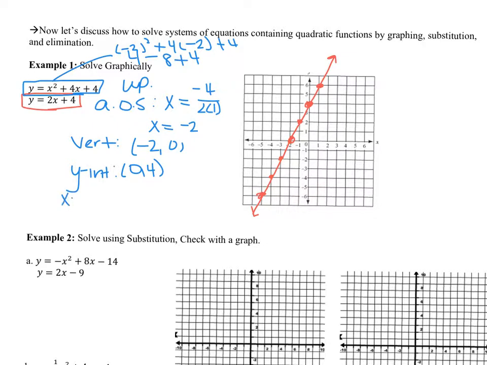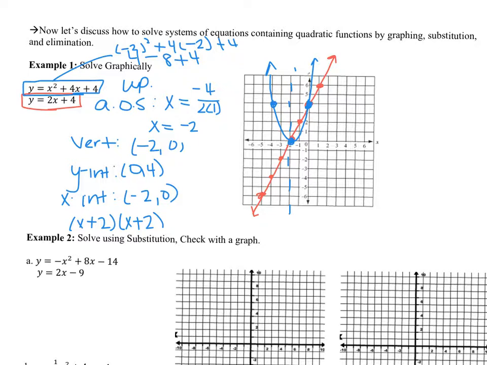And for my x-intercepts, I have to factor that, so it'll be x plus 2 and x plus 2. So x is negative 2, so my x-intercept is negative 2, 0. So negative 2, 0 goes there. And then my axis of symmetry, my vertex is negative 2, 0. My y-intercept is 0, 4. And I do my reflection point. Now I'll draw my parabola.